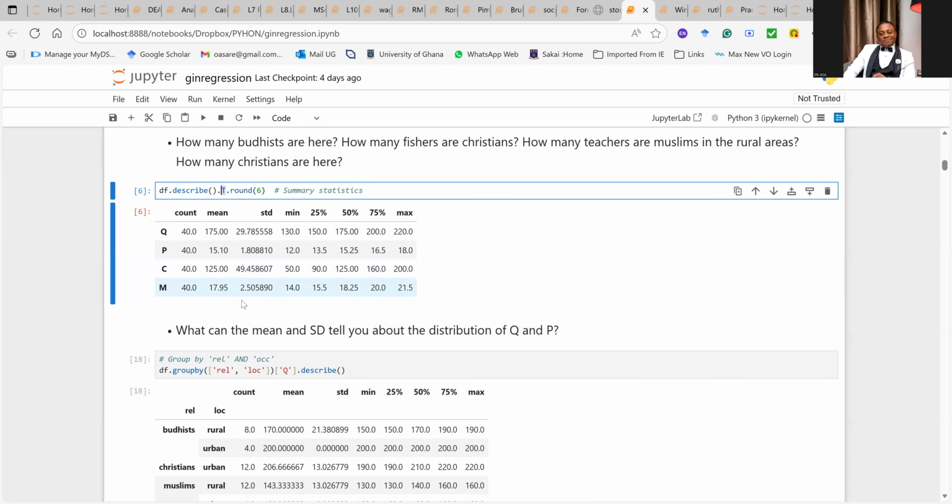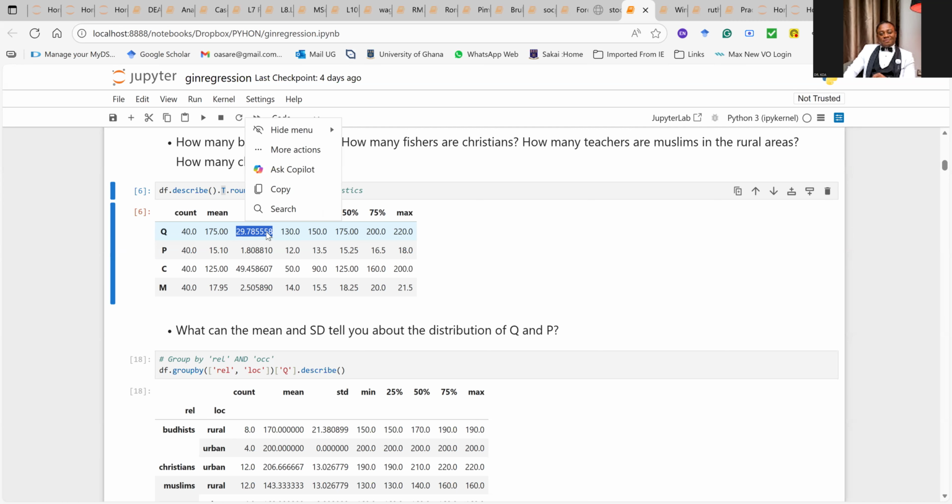This is a descriptive statistic, and you can see that it's only for the numeric variables. Question: what can you say about the standard deviation and the mean of the distribution of Q and P? Look at Q. The mean is 175. The standard deviation is almost 30. What does that mean? Since the mean is bigger than the standard deviation, there is not much variability in the data set for Q.